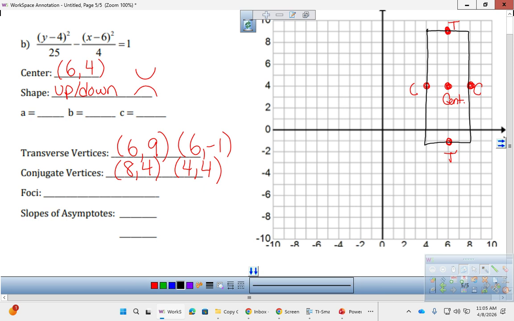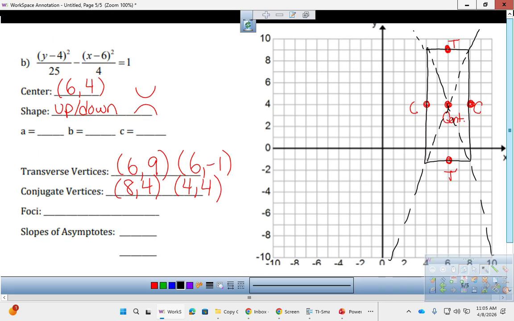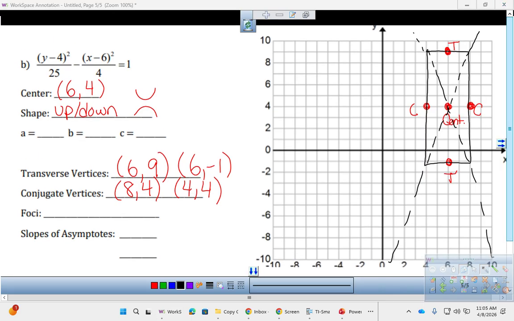So now that I have this box, I can create my asymptotes. The asymptotes go through the corner of the box, through the center of the box. And they're both linear lines. And so to find a linear line, to find the slopes of them, you're doing rise over run. So from the center, I'm going up 1, 2, 3, 4, 5. The rise is 5. 1, 2, the run is 2.